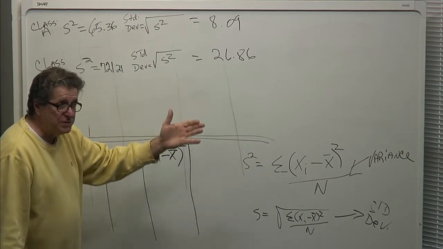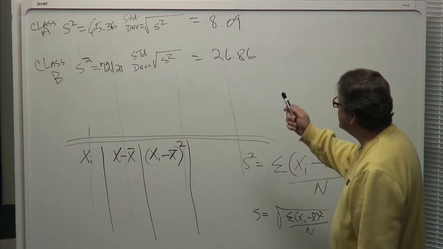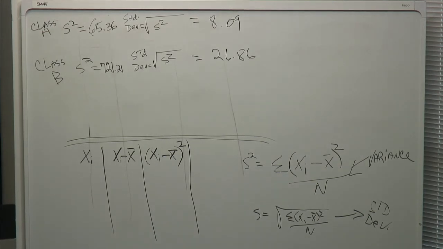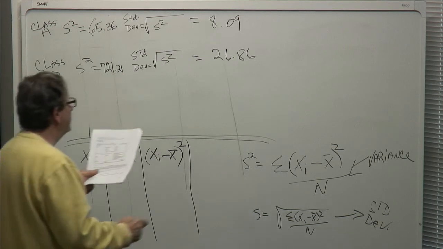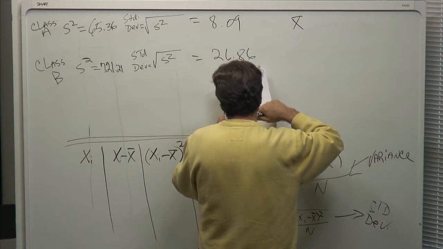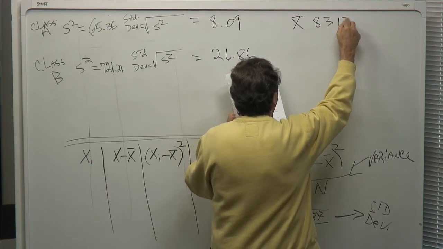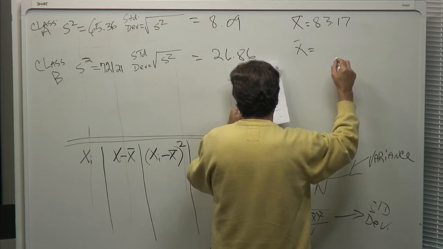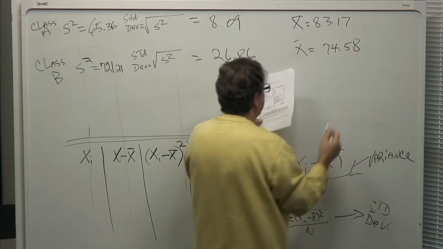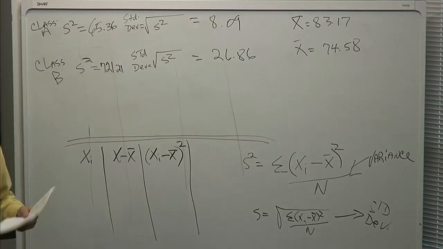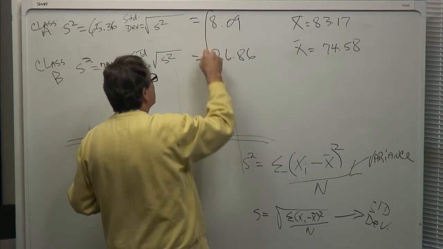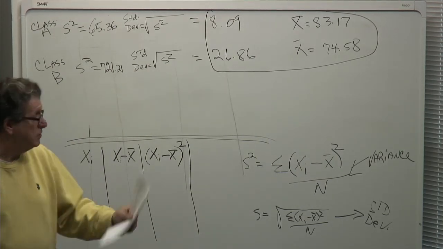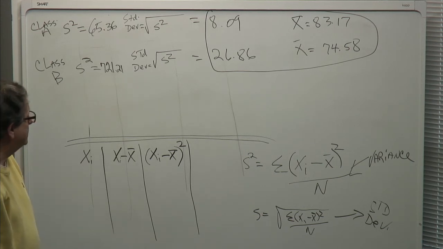So what could you tell me about the class if I said, hey, here are the standard deviations for the test scores for the classes, what could you conclude? And the mean for Class A is 83, and the mean for Class B is 75. Okay. Could you tell, if you just saw these numbers here, would they be meaningful to you? Class A did better. Great, that's true. They did a lot better. What else could you tell me?